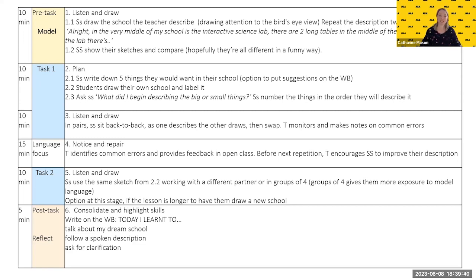Do we begin with the big things, the things in the middle? And they go ahead and number on their picture the way that they would describe their school. Then we put them in pairs and they sit back to back. One of the students is drawing, and the other student is describing their dream school.